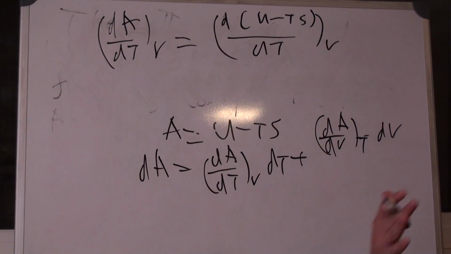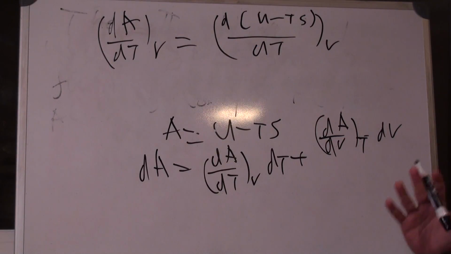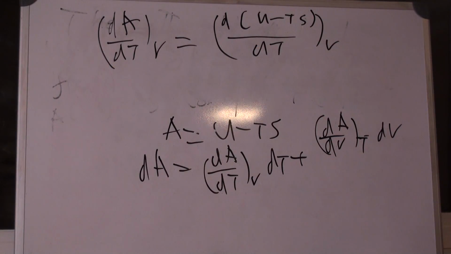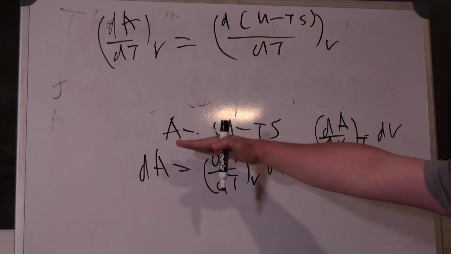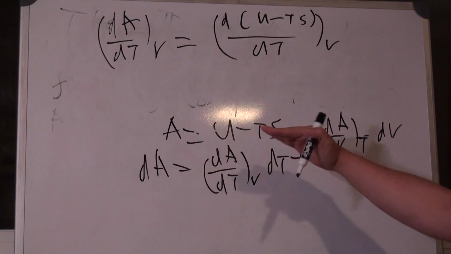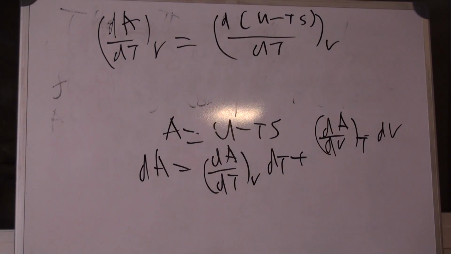You might be like, well, can we do that? I mean, dA/dT, that's a derivative, right? Well, we have to remember our numeracy. dA/dT at constant V is not a derivative. It's a relationship. dA is not some esoteric, weird calculus construct. It's how A changes. And how A changes is the same way as how U minus TS changes.